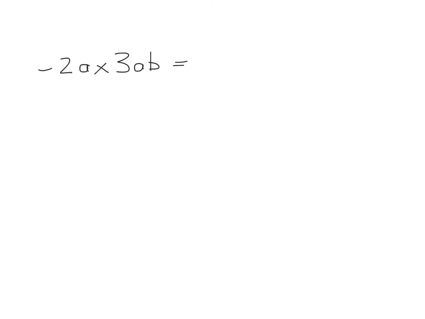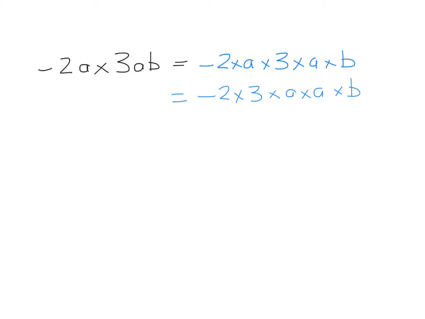Well, how'd you go? Let's do this. Minus 2 multiplied by a multiplied by 3 multiplied by a multiplied by b. What I've done here is I've taken all of this and I've just expanded it out. My next step is to collect my like terms. So I've got minus 2 multiplied by 3, my whole numbers there, multiplied by a, multiplied by another a, multiplied by my b. I then collect my terms and multiply it out.